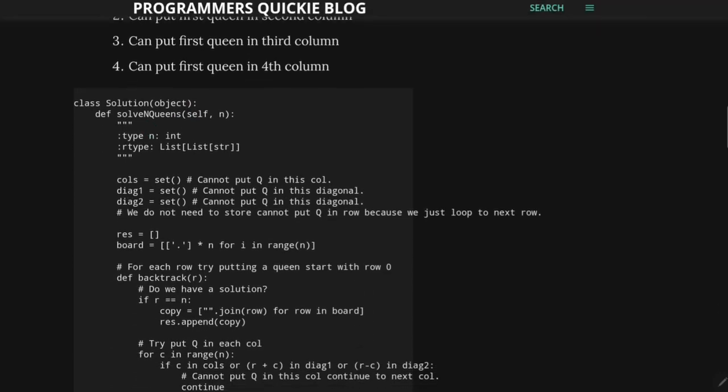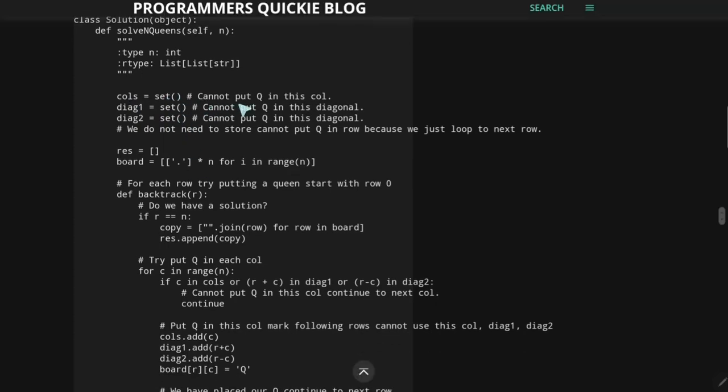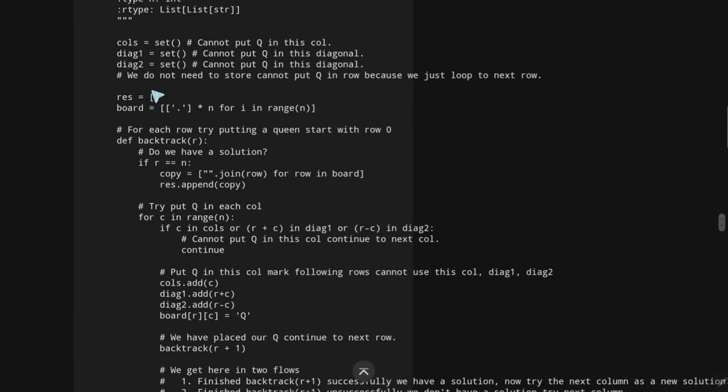Now let's look over the solution. Solve n queens. We said that we need a state. We cannot put a queen in these columns, in the columns that we put in this set. We cannot put queens on this diagonal, positive diagonal and negative diagonal. We cannot put any queen on this diagonal too. This is going to be the result. This is going to be the board in Python.